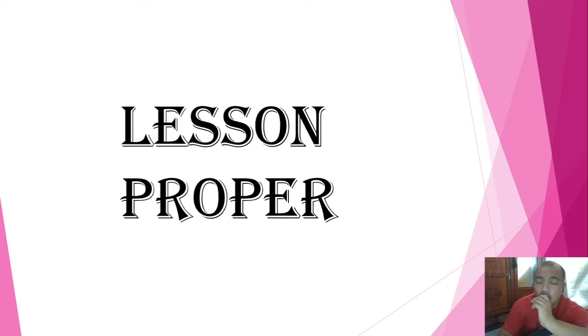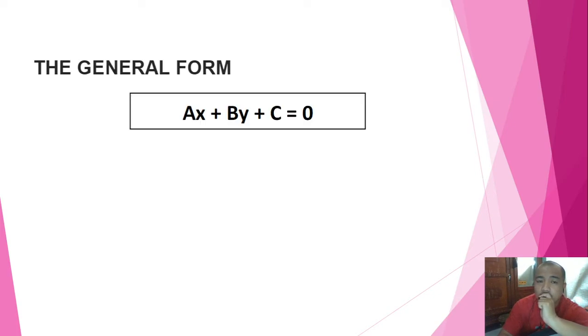Okay, so let's go now to our lesson proper, the general form of the equation of a straight line. This is the general form: Ax plus By plus C equals 0. This is different from our lesson last time, in which we solved equations in the form ax plus by equals c. The general form is Ax plus By plus C equals 0.